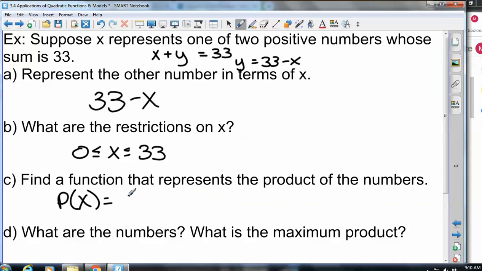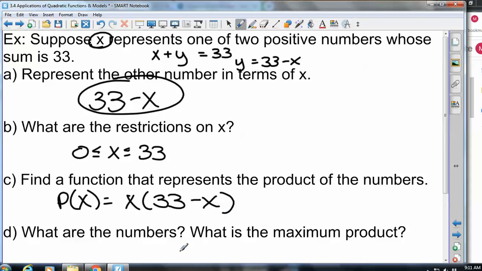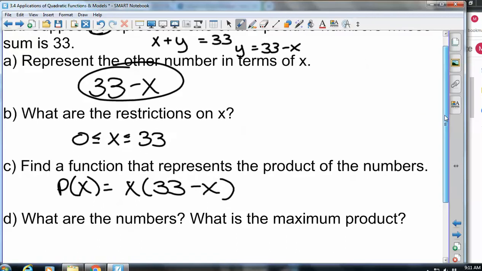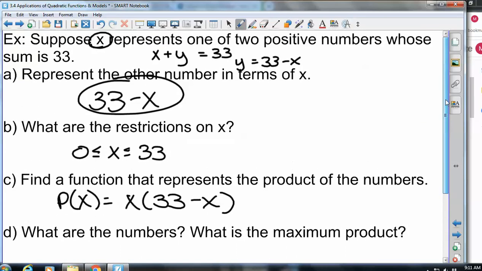So the first number is x, and so x times 33 minus x. Product, you're just multiplying the two things together. Okay.